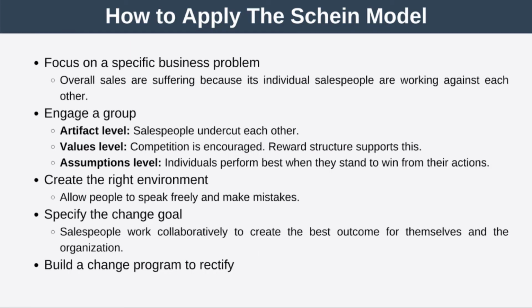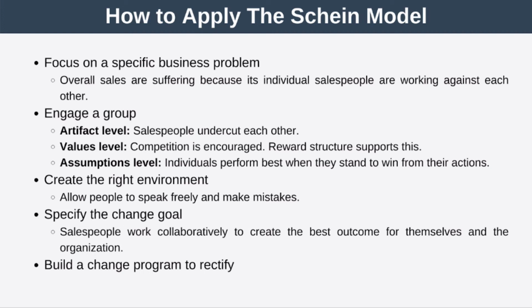So let's work through the steps for a straightforward example. So step 1 is to focus on the specific business problem. So for this example, we're going to imagine an organization that believes its overall sales are suffering because its individual salespeople are working against each other. Step 2, we're going to engage a group to find out what's causing the problem. So you put together a focus group consisting of multiple salespeople and several of their managers.